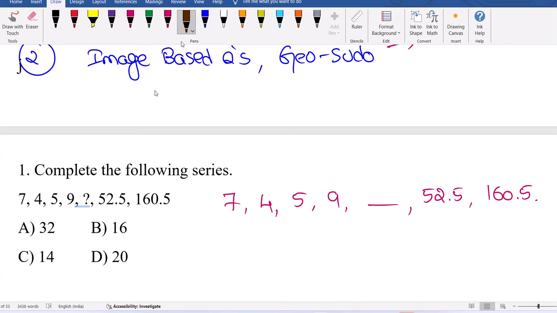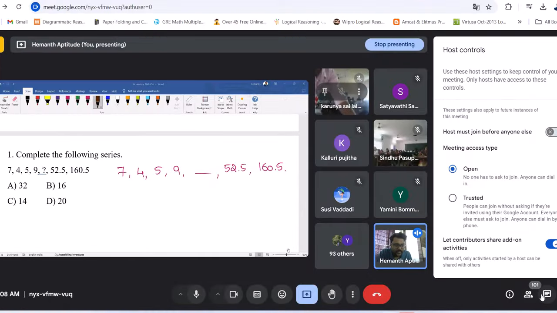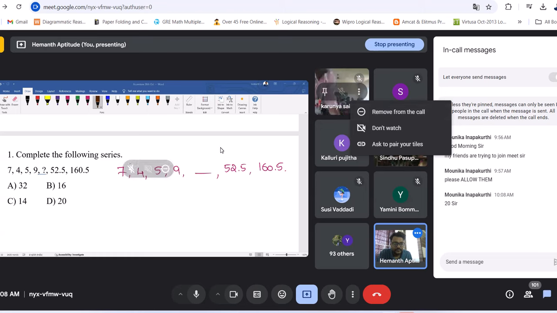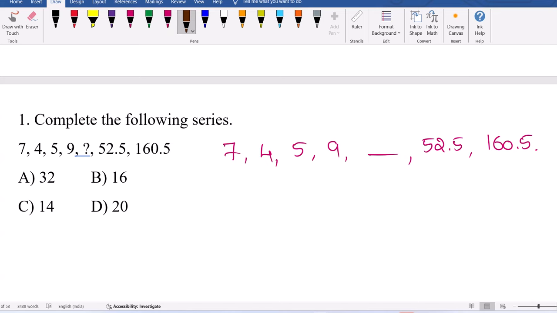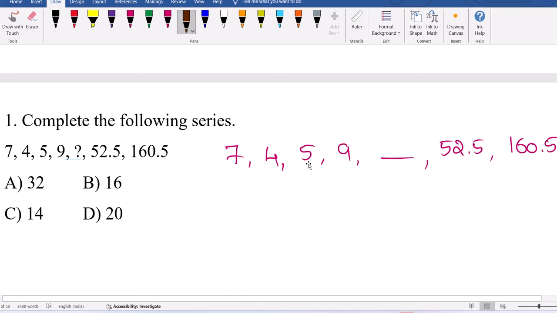Options are also given here, right? You just check it out. You can text your answers in the chat box if required, no problem. I believe the screen is zoomed and it's sufficient for you people, else I'll zoom the screen. So we need to find that missing term. So guys, what's your answer? Options are 32, 16, 14, and 20.